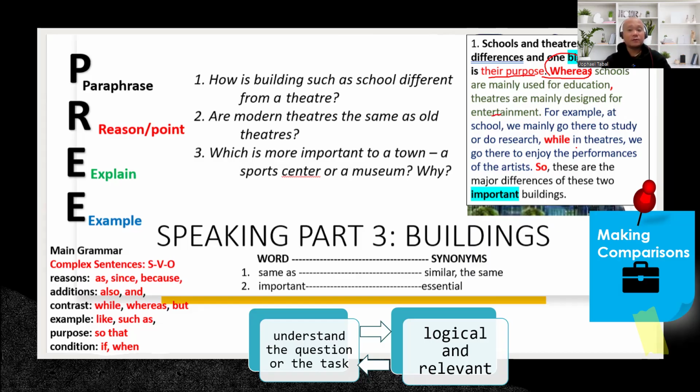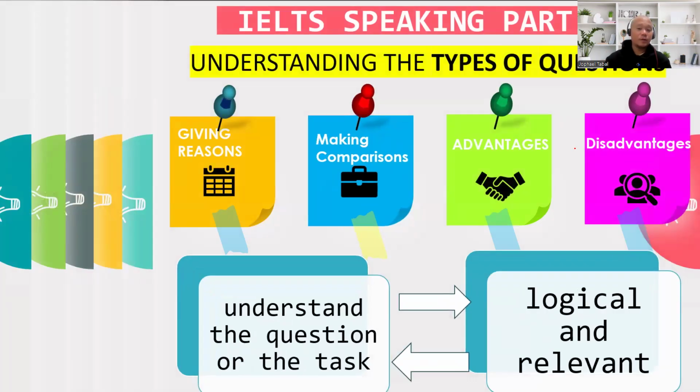Now, for example, at school, we mainly go there to study or do research, while in theaters, we go there to enjoy the performances of the artists. So these are the major differences of these two important buildings. Okay. So if you compare the answer to this question and the question about giving reasons, there's a big difference in the approach. One is enumerating the reasons, and the other one is just giving a direct contrast to the things being asked.